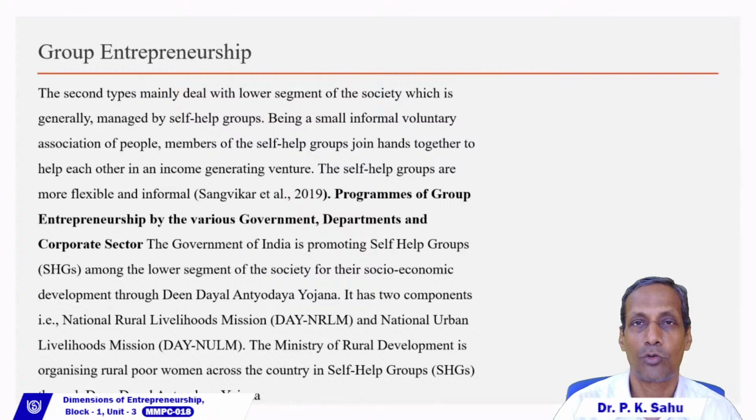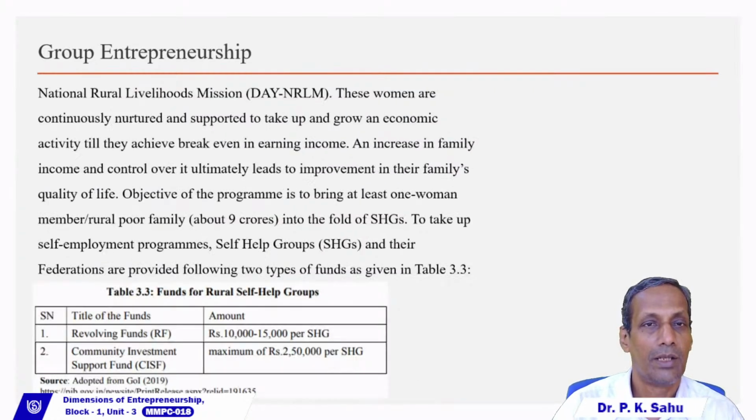There are many programs for group entrepreneurship by the various government departments and corporate sector. Some of the important ones are shown in this particular slide. One very important program is the Deen Dayal Antyodaya Yojana. The Ministry of Rural Development is organizing rural poor women across the country in self-help groups through Deen Dayal Antyodaya Yojana. Another important group entrepreneurship program is the National Rural Livelihoods Mission, or the NRLM. These women are continuously nurtured and supported to take up and grow an economic activity till they achieve break-even in earning income.